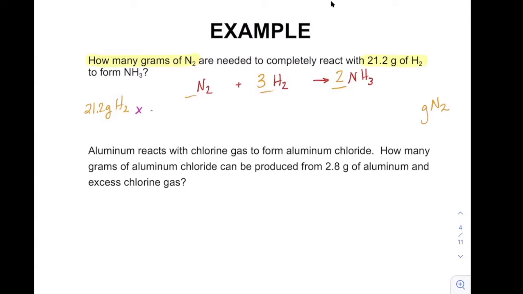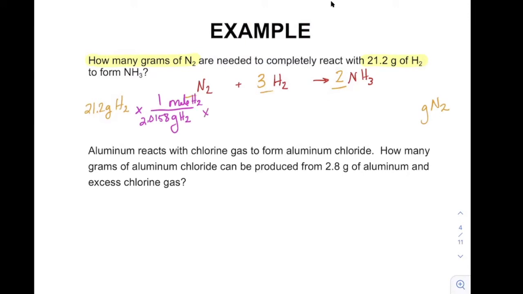And so we know we're going to use the molar mass, and we want grams of H2 on the bottom, so it cancels. Moles of H2 on the top. So if we look at the molar mass of H2, calculate that out, it comes to 2.0158 grams in 1 mole. And so now my grams is canceled.